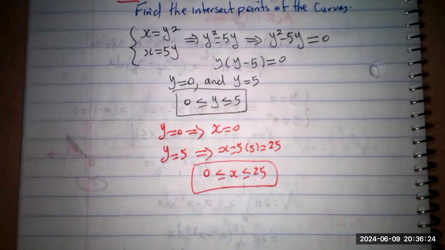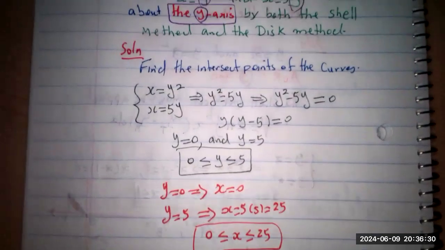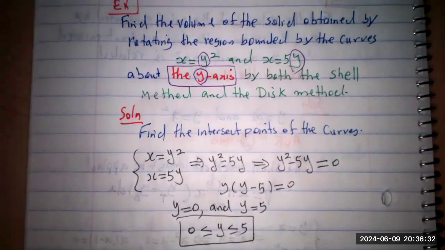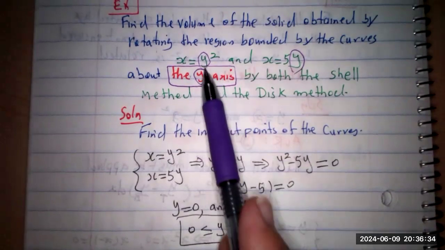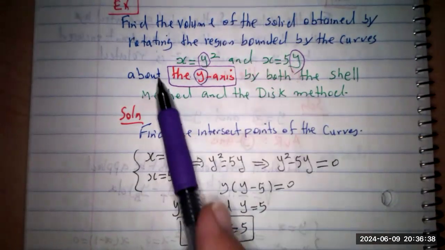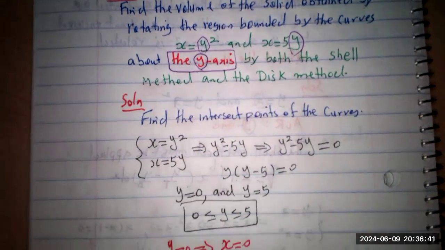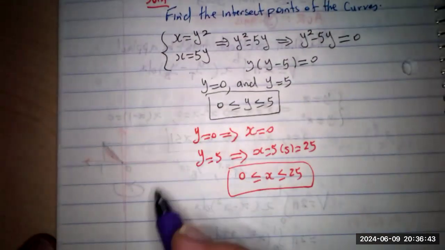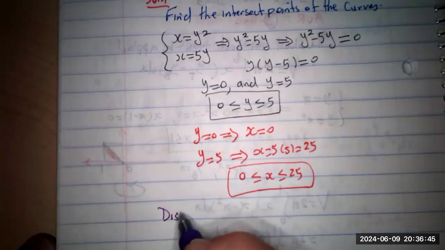Okay, now that was step one. Now we are going to do it. As we talk about it, you pick to see what's going to be the natural method. The natural method is y, y, y. Everything the same. So the disk method is the natural one. So we're going to use the disk method first. Okay, that's it. Disk method.